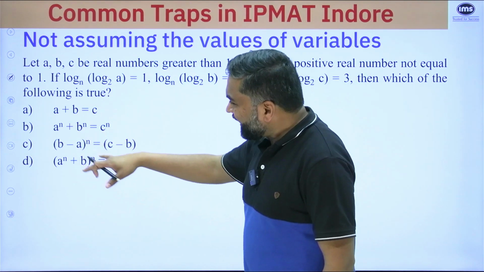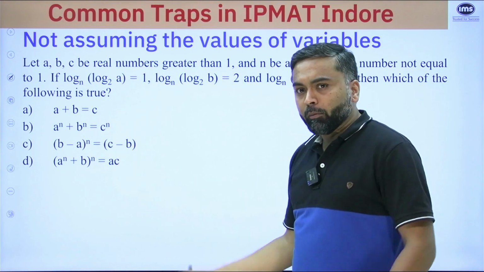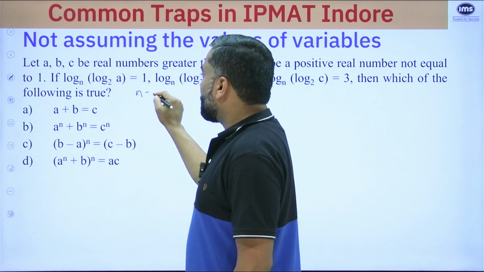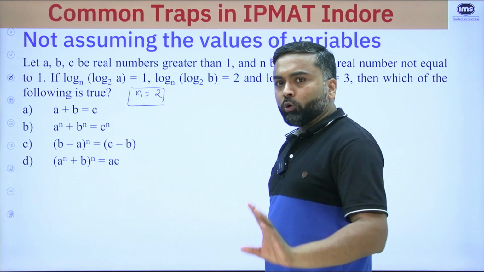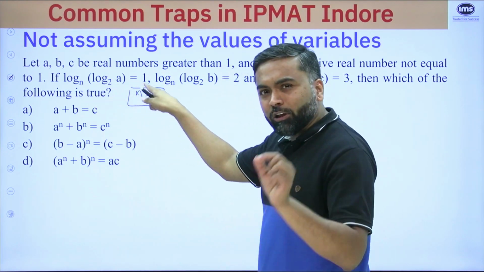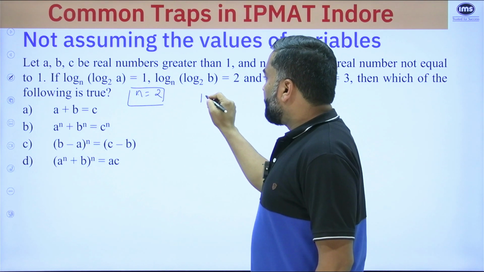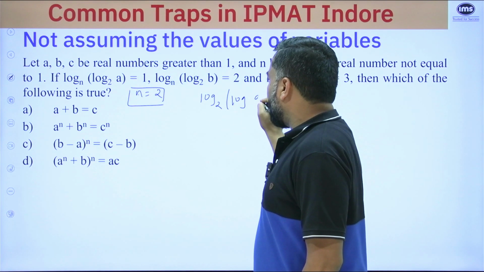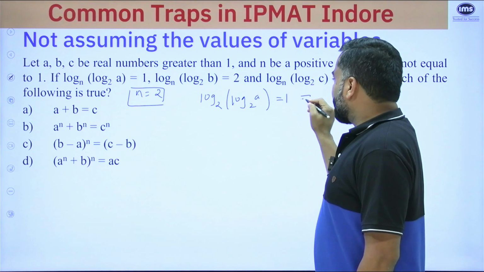Now here I can see all the options are in variables. So what I can do here is assume n as 2. If I assume n to be 2, what will the first equation look like? It will be log to the base 2 of log of a to the base 2 is equal to 1. So in this case, what will be a?